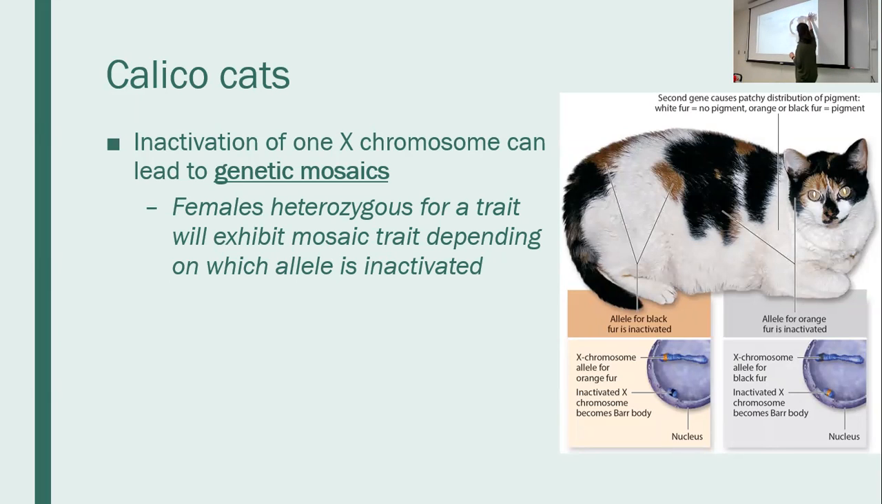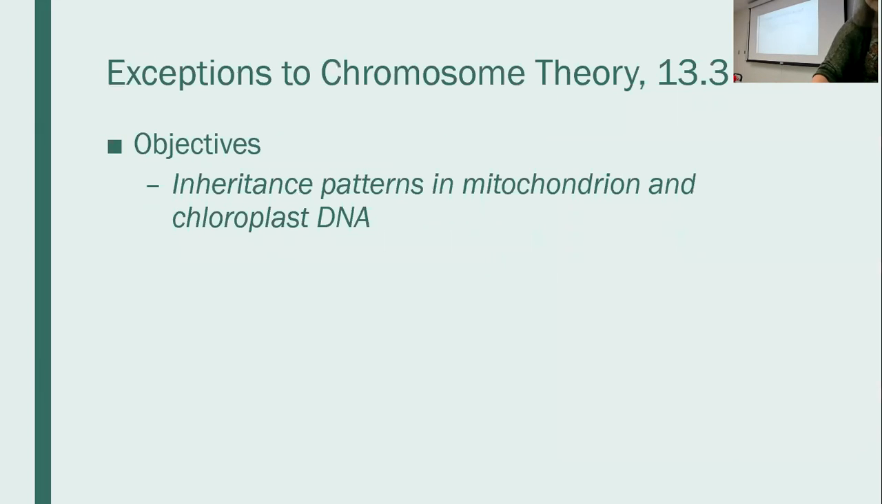There's another gene that comes into play that makes it more complicated, a second gene that causes it to be patchy across the body. White fur is just where there's no pigment for other reasons. But anyway, you get this genetic mosaic situation depending on which X chromosome is deactivated. Okay, I think that gets us to yes, because we can't talk about something without immediately following it with exceptions. We'll start Monday with exceptions to chromosome theory.